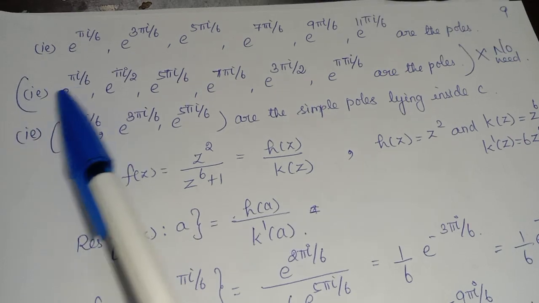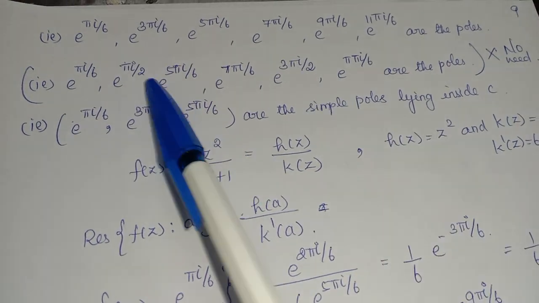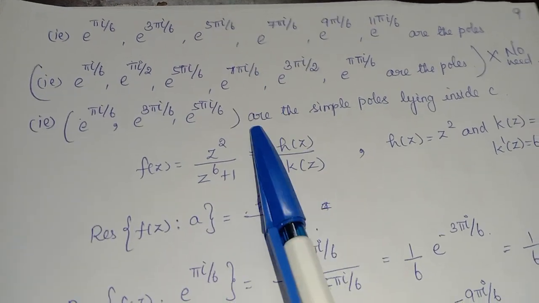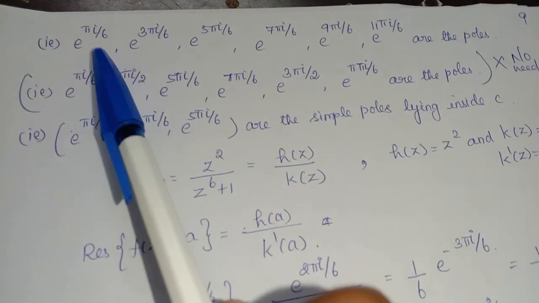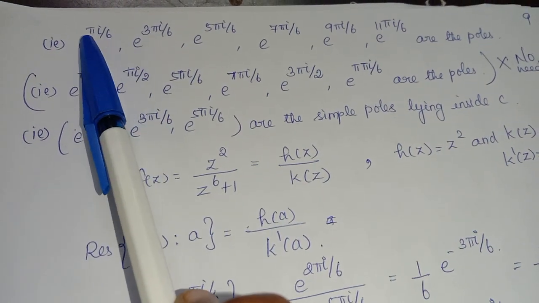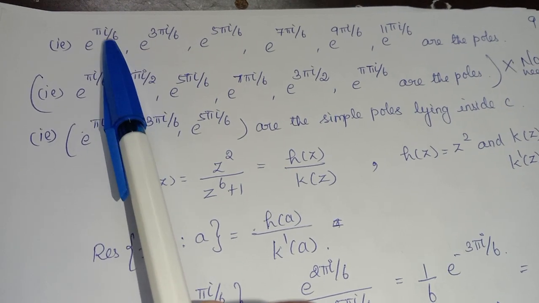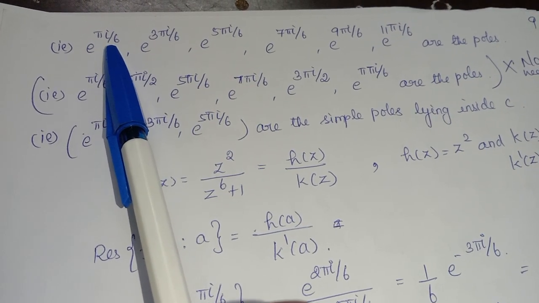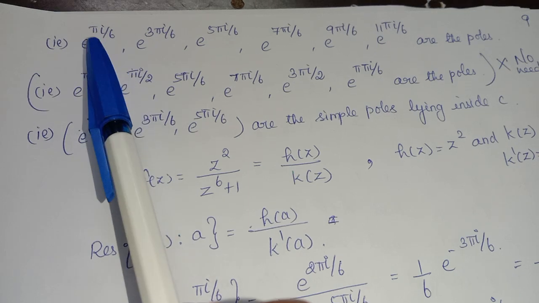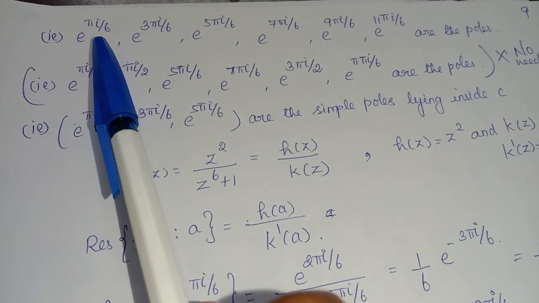This line is not required. That is why I have written here. Directly we can write which are lying inside and which are lying outside. See, look at the first root. Pi by 6 means what? 30 degree. 30 degree means it will lie in the first quadrant only. In the first quadrant and second quadrant only we have to take the poles.